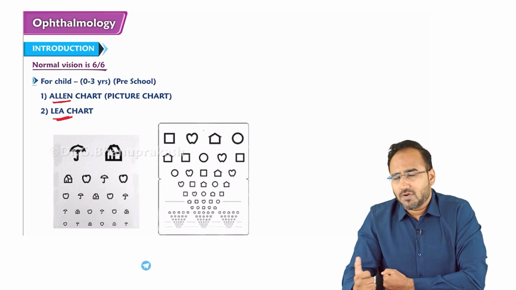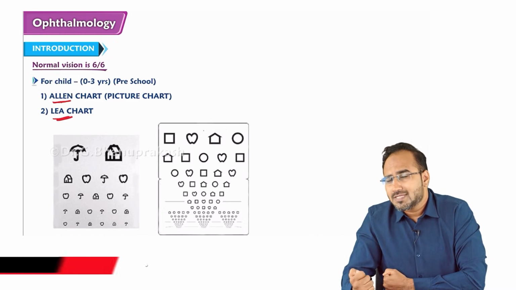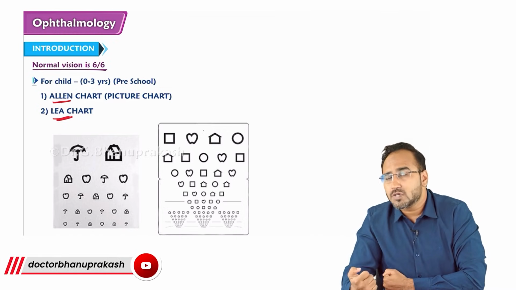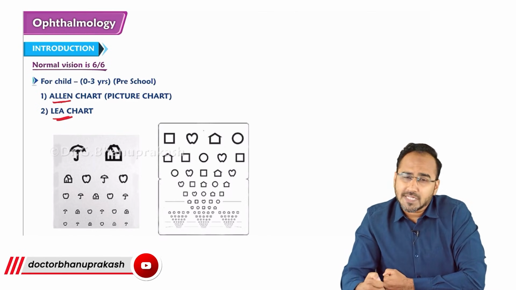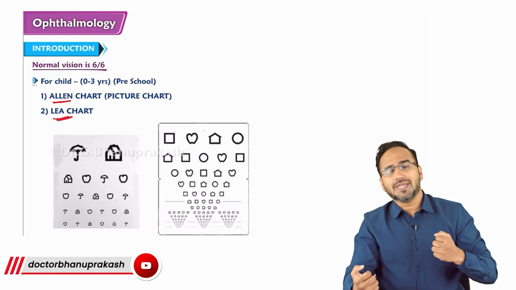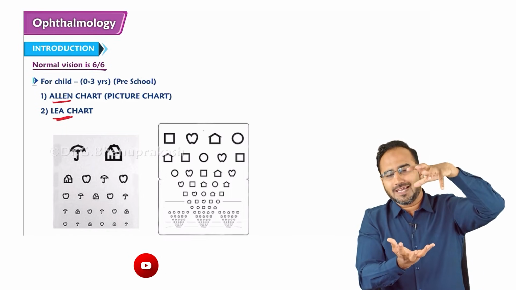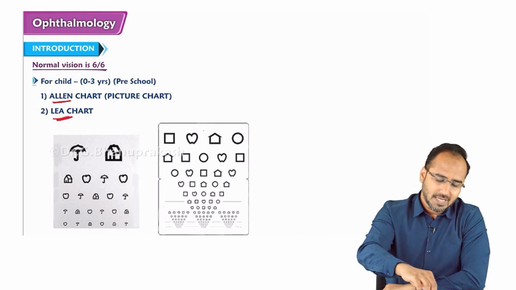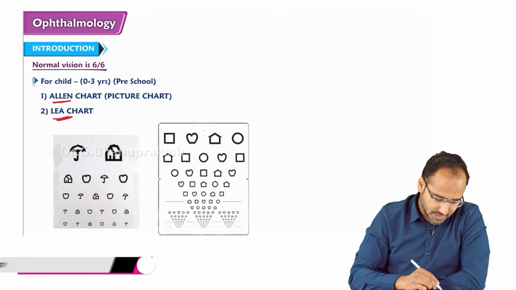So in the eye, what helps in accommodation? The ciliary muscles. And what undergoes accommodation? The lens. Who helps in accommodation? It is the ciliary muscles and the zonules. So during accommodation, what happens? The ciliary muscles contract and the ciliary zonules relax. So just write there, guys.